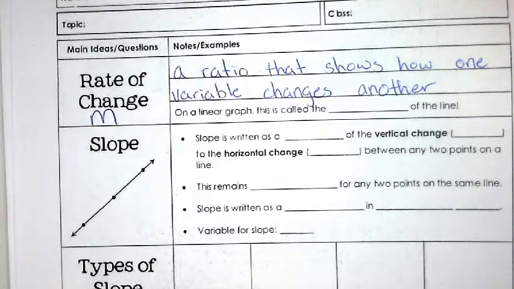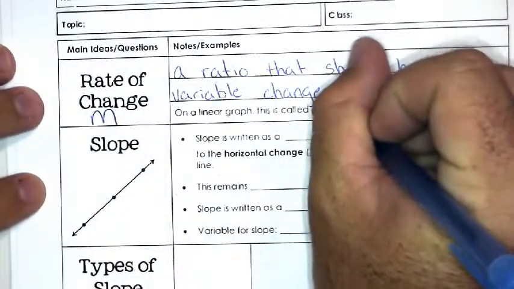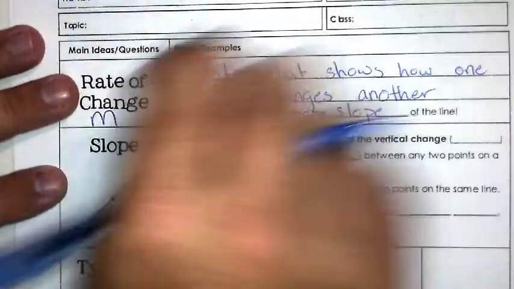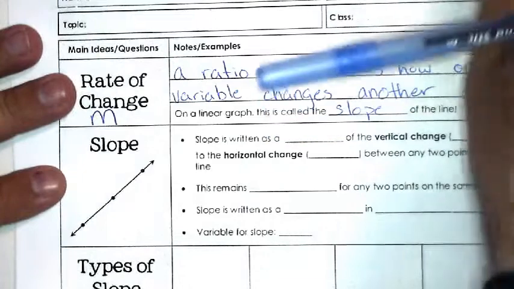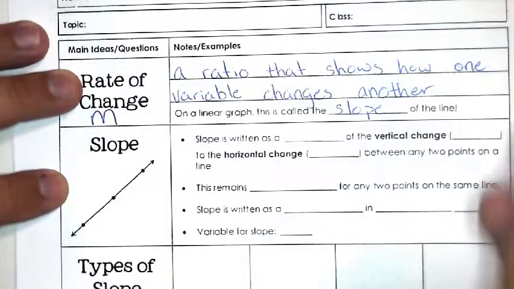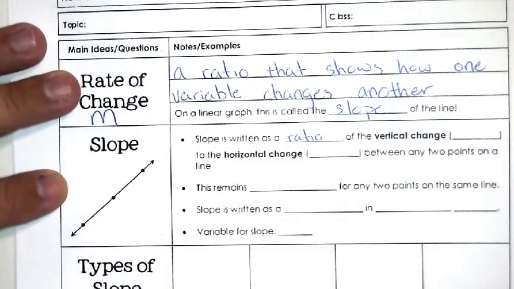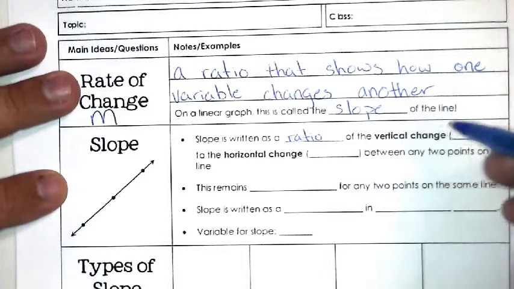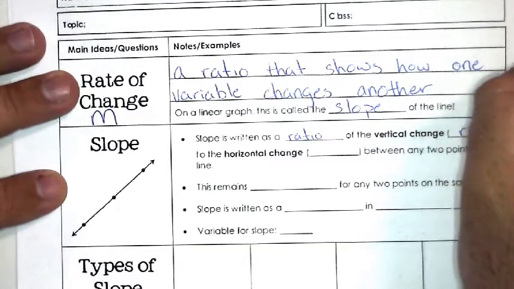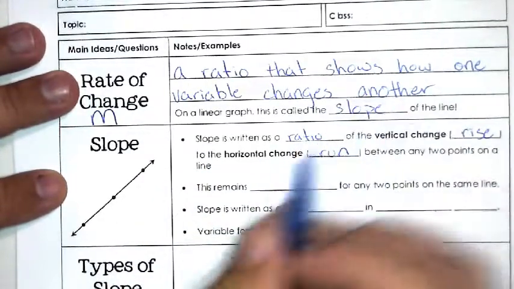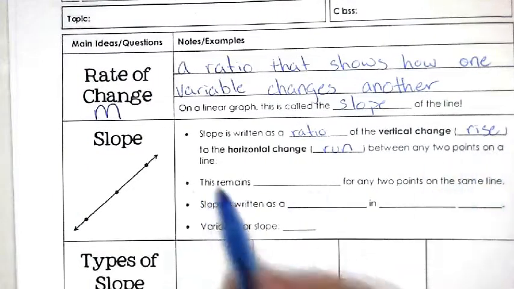So rate of change, or M, is a ratio that shows how one variable changes another. Now, on a linear graph, this is called the slope. Rate of change is the slope, or our M. Okay? Slope from a graph is written as a ratio, aka a fraction, of the vertical change, aka the rise, over the run, or horizontal change between any 2 points on a line.